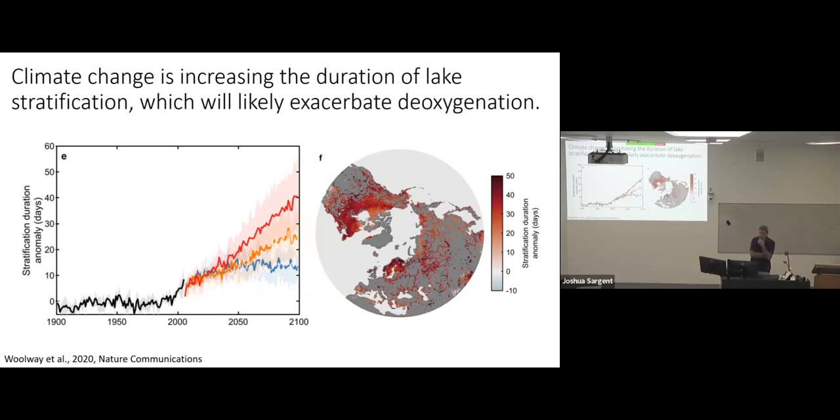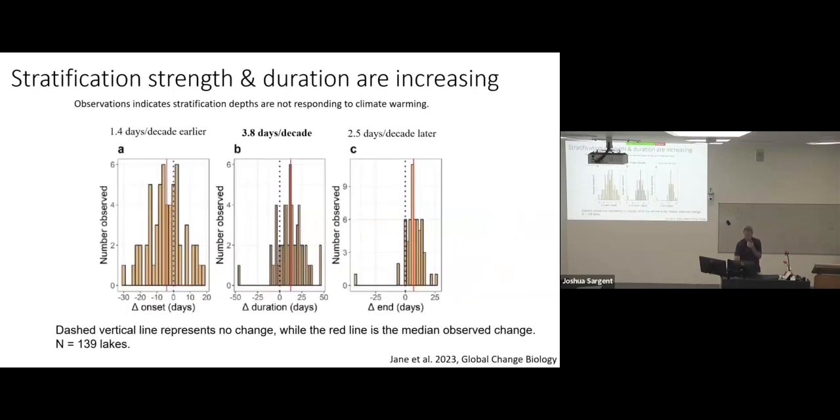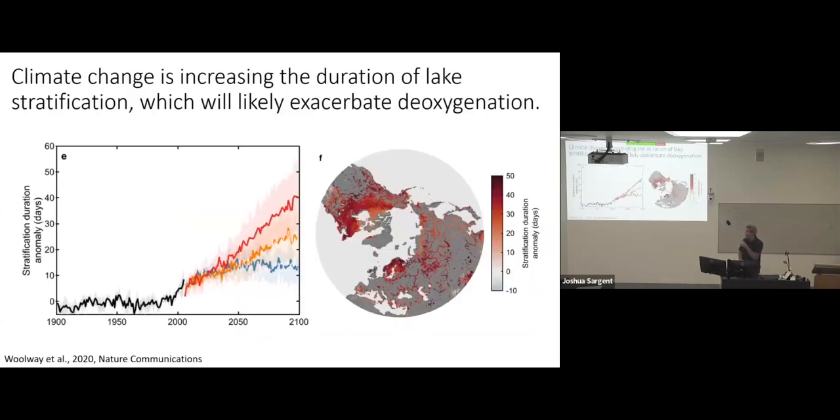So we showed that we're looking at, as a trend, 3.8 days per decade overall increase in the duration of stratification. And they showed that over the next 80 years or so, under the fastest warming scenario, the red line, for example, we're expecting to see another up to a month or more increase in the duration of stratification. So it's likely our data indicate that we see widespread deoxygenation occurring, driven largely in deep waters by earlier onset of stratification, and this is likely to continue into the future.